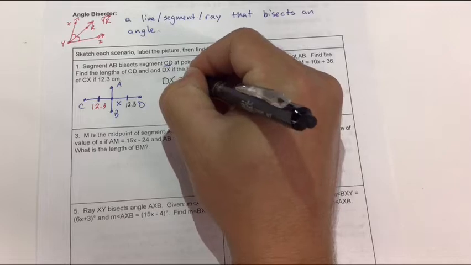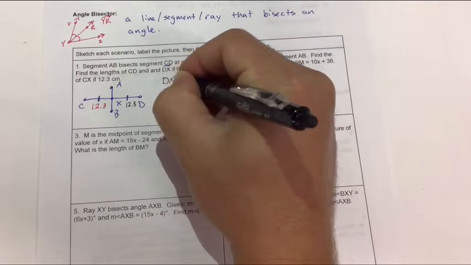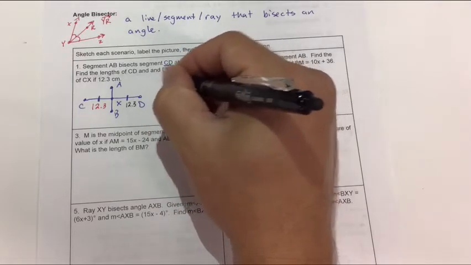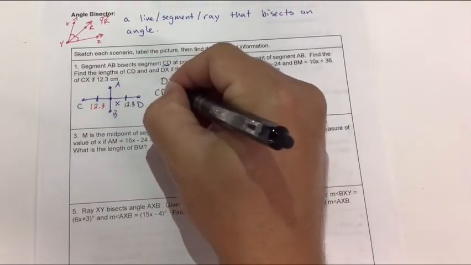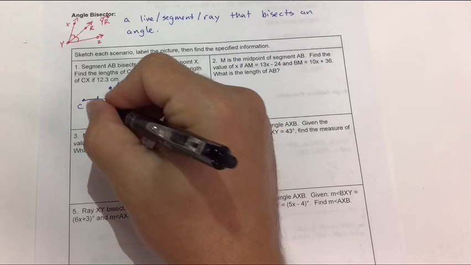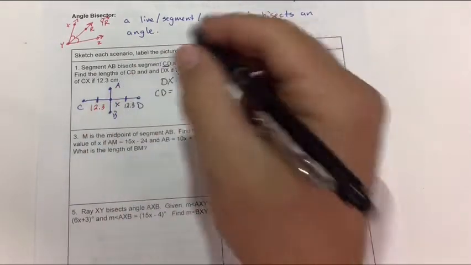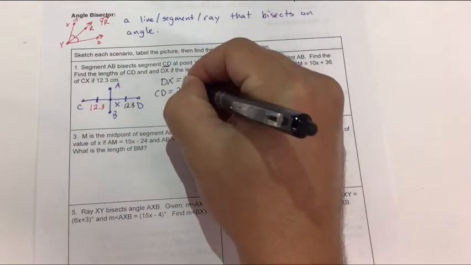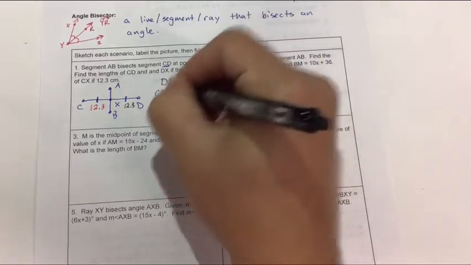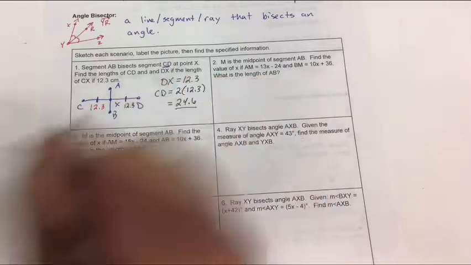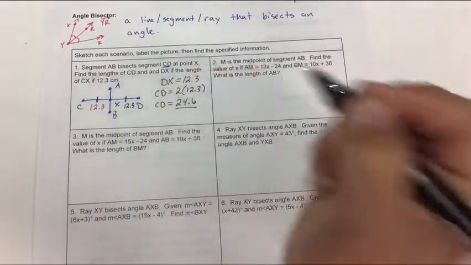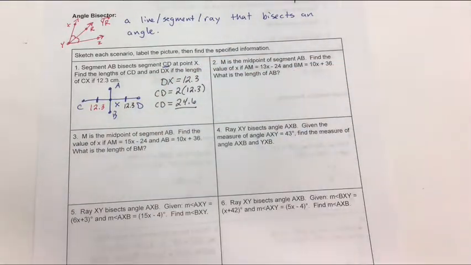So here's what I would write. DX equals 12.3. Remember, when we write just the 2 letters together with no symbol above it, we mean the length. Then CD has to be twice that, because it's 12.3 plus 12.3, or 2 times 12.3, which would be 24.6. So that's what CD equals. And those are the 2 pieces we're going to find.